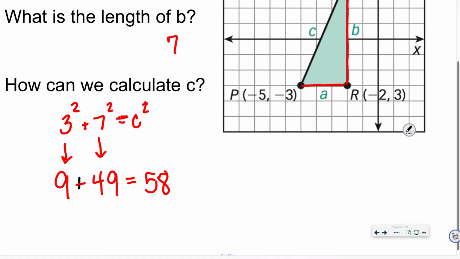Ooh, I forgot to get out the calculator at the beginning of the class. Do me a favor, just hand some out. So we can find the square root of 58.